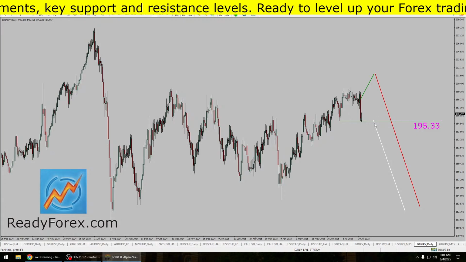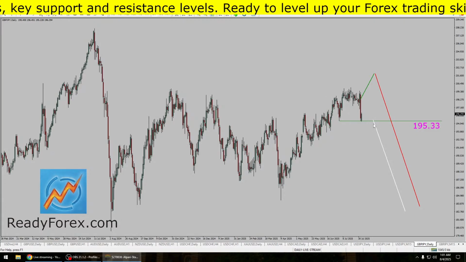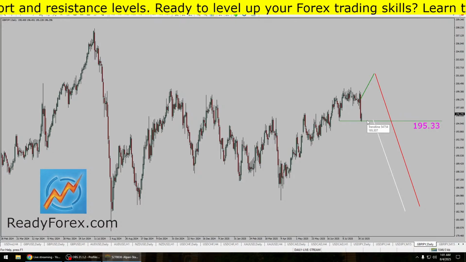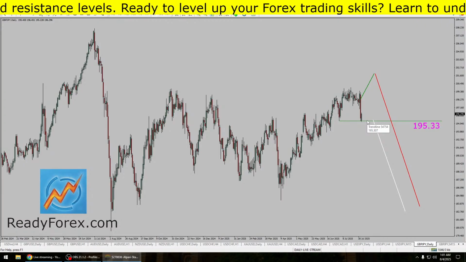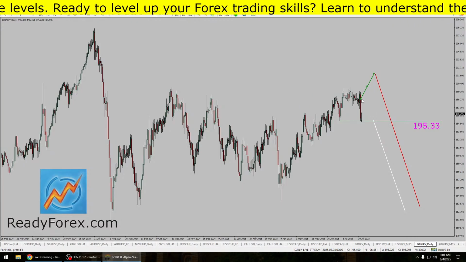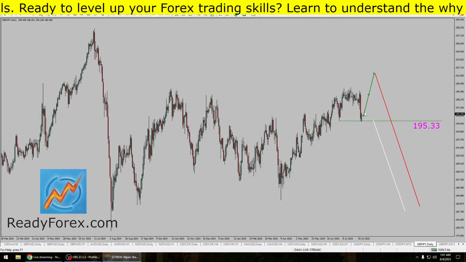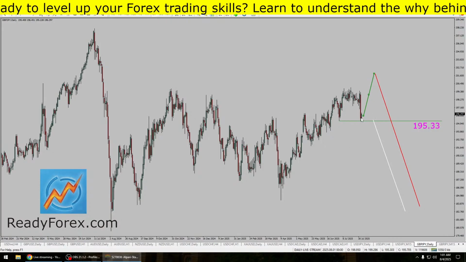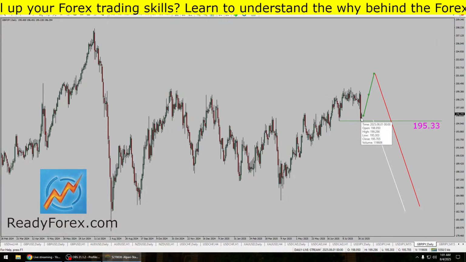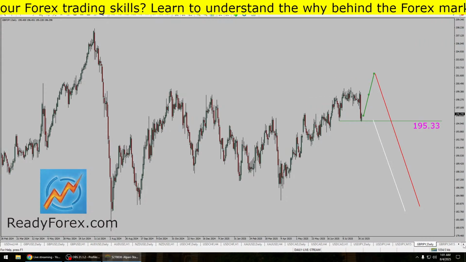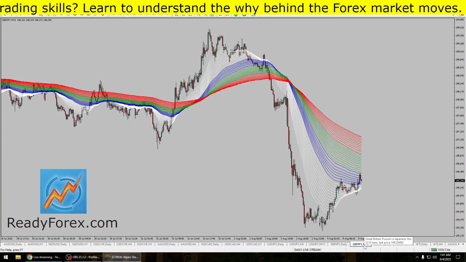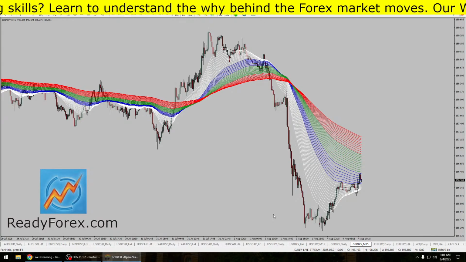Now, we did not get a break over here, by the way. So if the market is going to break below the 195.33 level, then I might turn bearish. But for the time being, the way I see it, GBP/JPY is probably going to rise up from these lows. It's not going to drop. So I would prefer to look for potential buy trading opportunities.